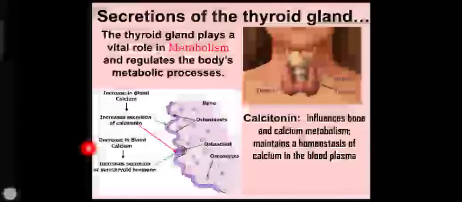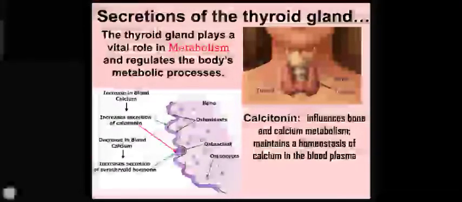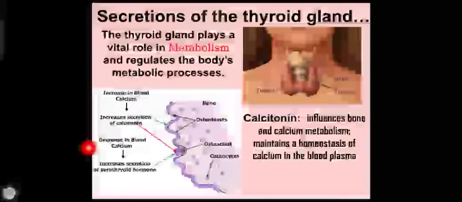The iodine-containing hormone thyroxine exerts a marked effect on the regulation of basal metabolic rate, which we call BMR. It is the rate of cellular oxidation resulting in heat production. When the body is at rest, it controls cell respiration and energy production and helps to maintain body temperature. The thyroid gland plays a vital role in metabolism and regulates the body's metabolic process.